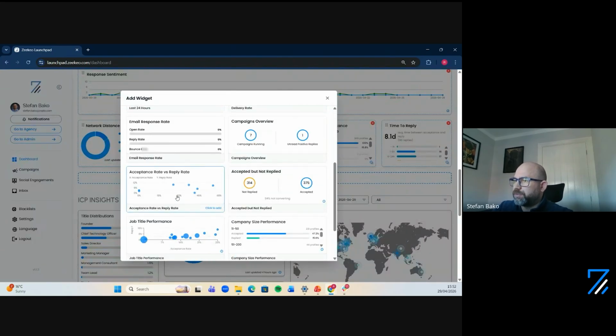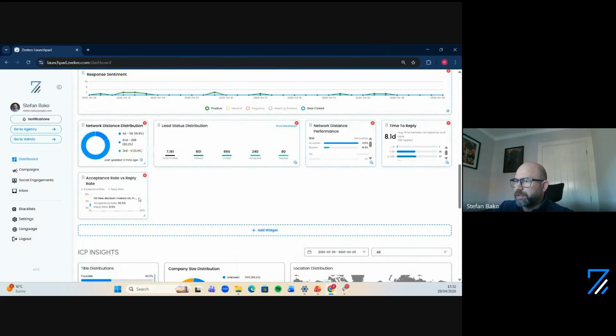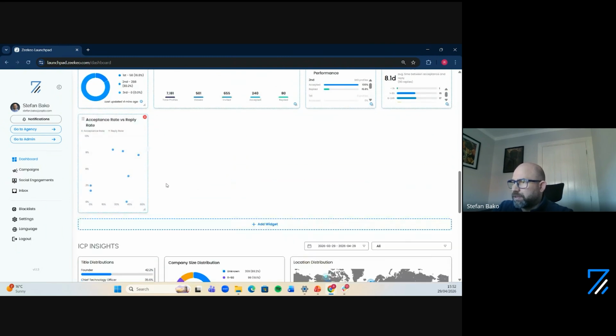Then acceptance rate versus reply rate. Again, you can check which campaigns, and we can enhance it a bit. Okay, it's my mouse. I need to press harder. So you can check how this campaign is performing compared to the other ones, and the top right is the best performing. So it gives you a quick picture of which campaign is performing well, with a high reply rate and high acceptance rate.